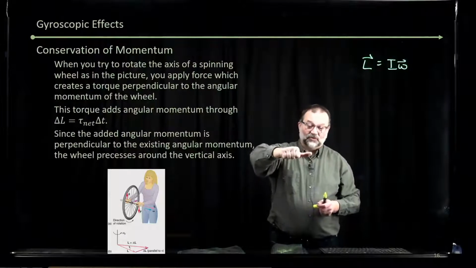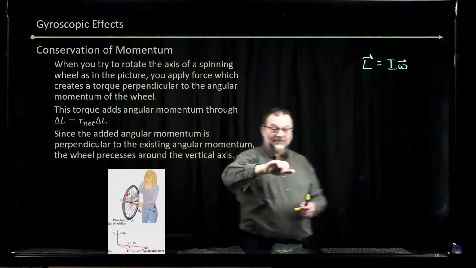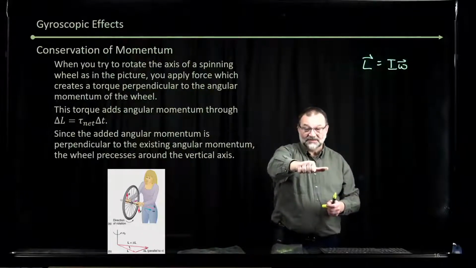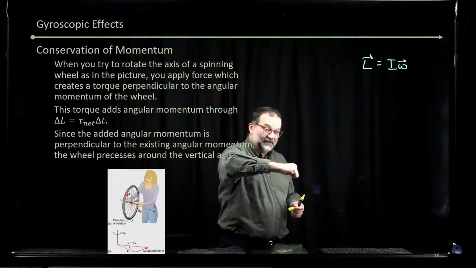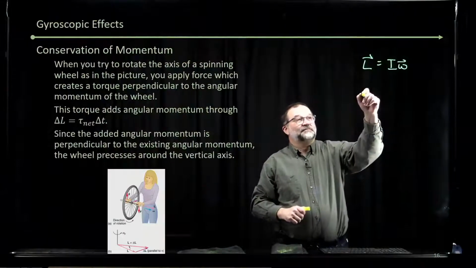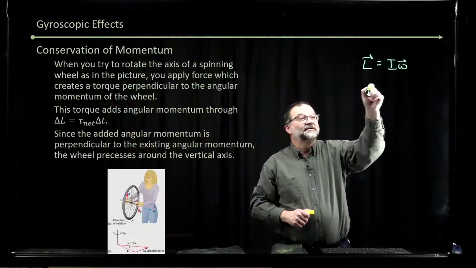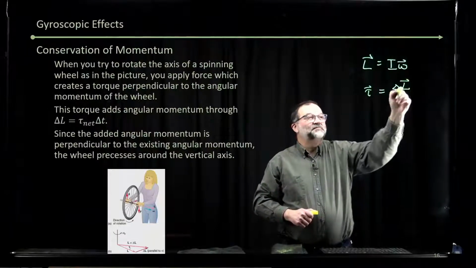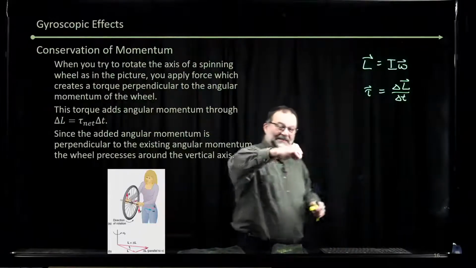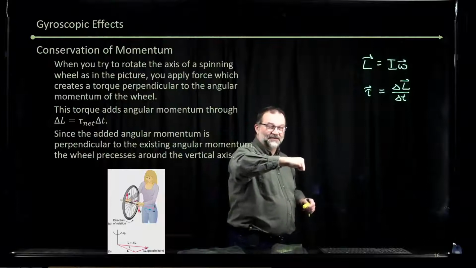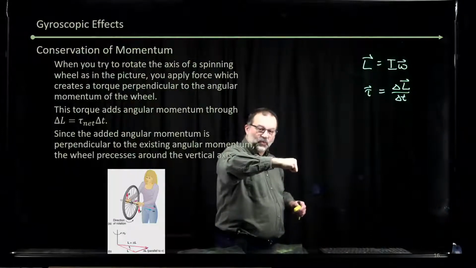The torque wants it to spin this way, so the torque is back towards me, right? Angular momentum is this way. Torque is this way. And torque, if you remember, F equals delta P over delta T. Well, the torque is back towards me. The angular momentum is this way. The torque is this way.